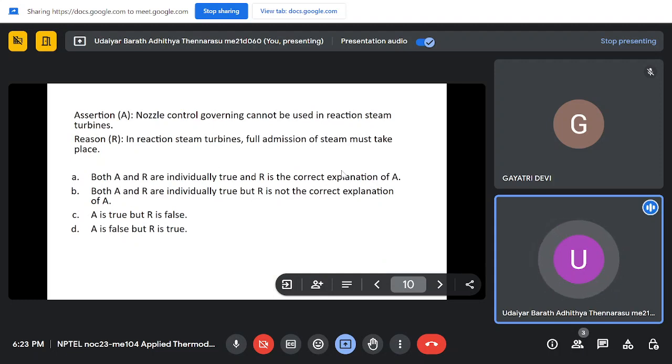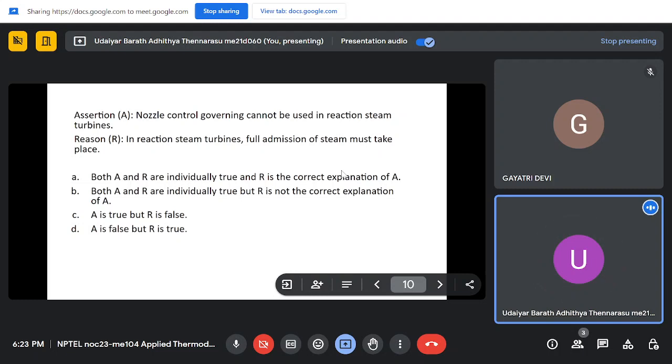So next question is an assertion and reason. The assertion is that nozzle control governing cannot be used in reaction steam turbines, and the reason given is that in a reaction steam turbine full admission of steam must take place. The options are: A and R both true and R is the correct reason; R is not the correct reason; and A is true, R is false. What does nozzle control mean?